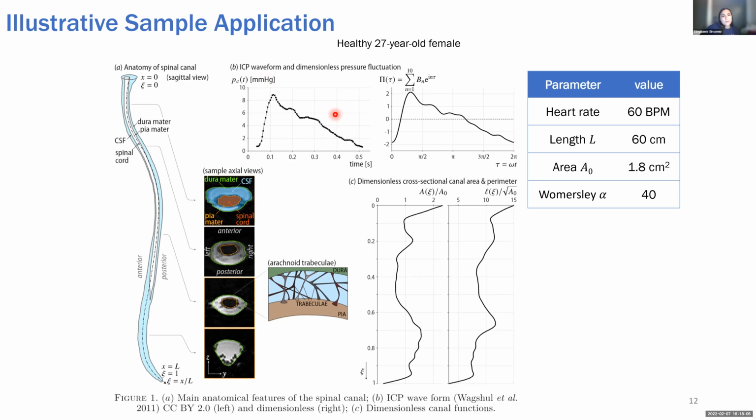So that's just what we did initially. Of course, ideally, it would be nice to be able to utilize a real-time same subject. But anyways, that's just to begin with. And then, of course, we have our other parameters, such as our heart rate, the length of the canal, our average cross-sectional area, and our Womersley number.